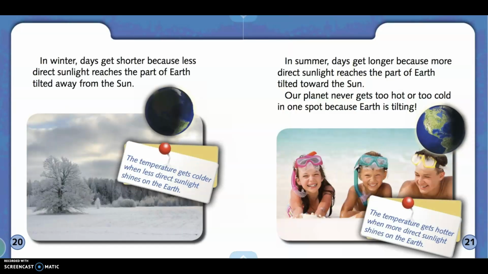In winter, days get shorter because less direct sunlight reaches the part of Earth tilted away from the sun. The temperature gets colder when less direct sunlight shines on the Earth. In summer, days get longer because more direct sunlight reaches the part of Earth tilted toward the sun. Our planet never gets too hot or too cold in one spot because Earth is tilting. The temperature gets hotter when more direct sunlight shines on the Earth.